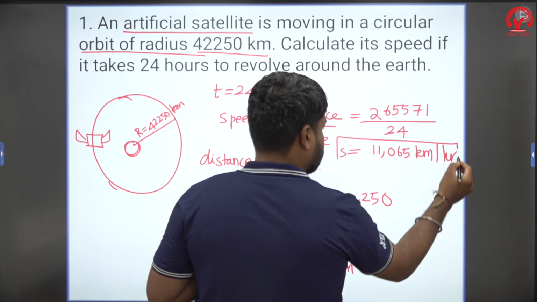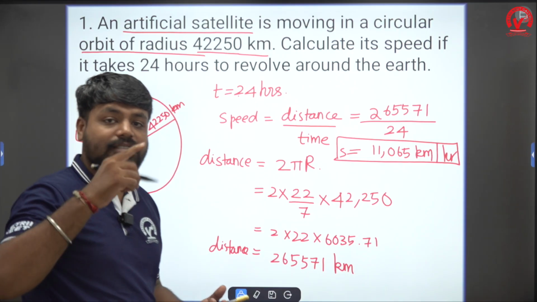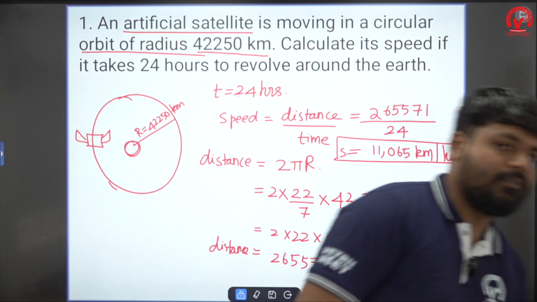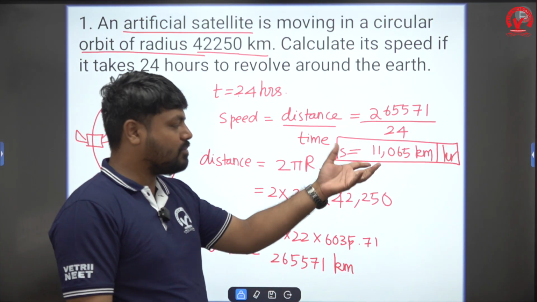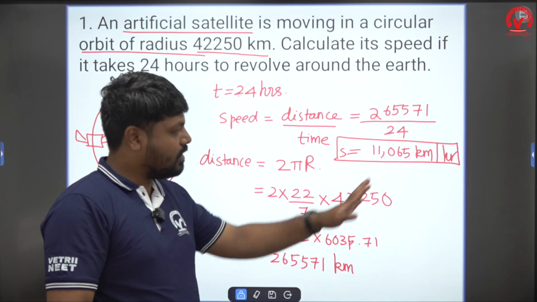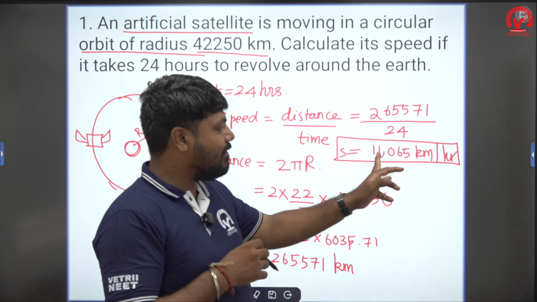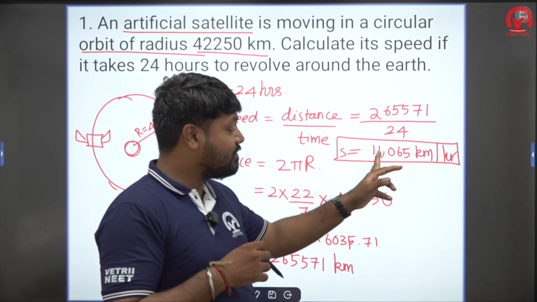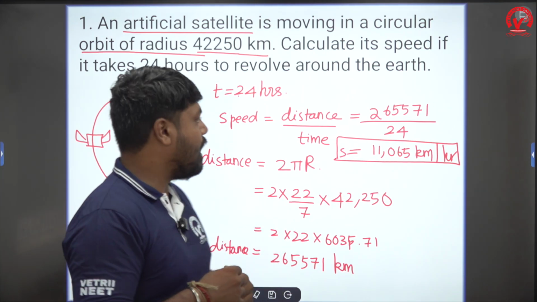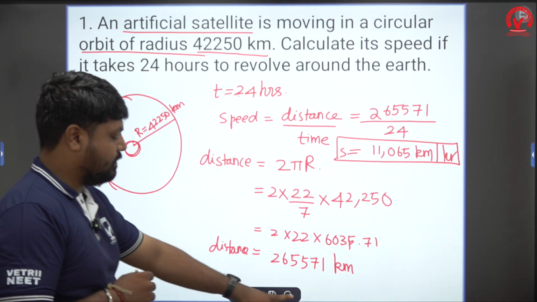Speed is equal to how much? The satellite revolves around, and we need not convert to meter per second. These are not small quantities, they are big quantities, right? So kilometer per hour is the best way to represent the speed here. So this is equal to 11,065 km per hour. So kindly note this.